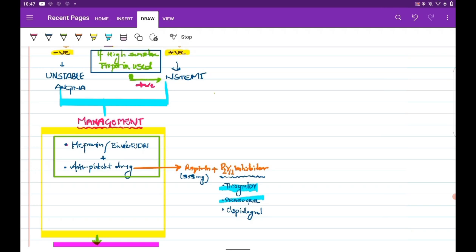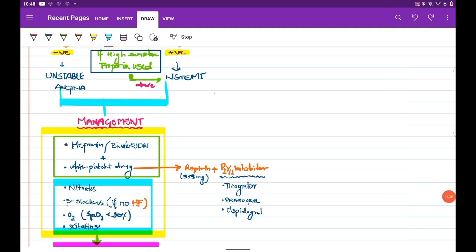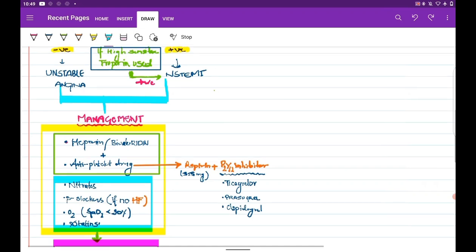Now there are some other drugs which will also be used. We use nitrates, which are vasodilators, and beta blockers if there is no heart failure. Beta blockers are contraindicated in heart failure. Beta blockers reduce the work of the myocardium and hence are used in NSTEMI or unstable angina. We can give oxygen if the SpO2 is less than 90%. Also, since there is a plaque, we have to reduce cholesterol, so we give statins also. These are add-on drugs. The main drugs are heparin plus an antiplatelet drug.